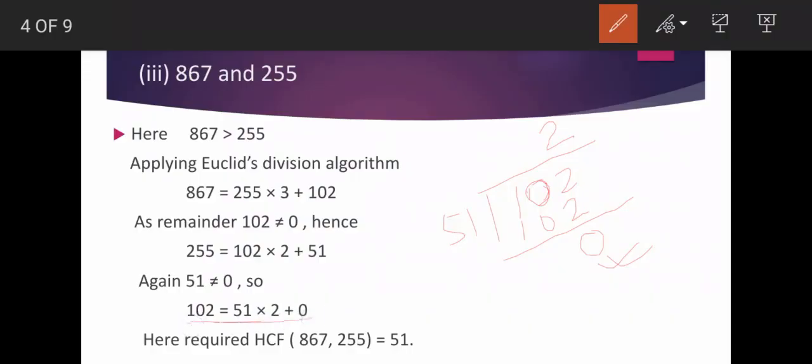So this is the step where we got 0 remainder, as a result of which 51, the divisor, will be performing the role of HCF. So here is the HCF, it is 51. So this is the answer of the third question under question number 1.